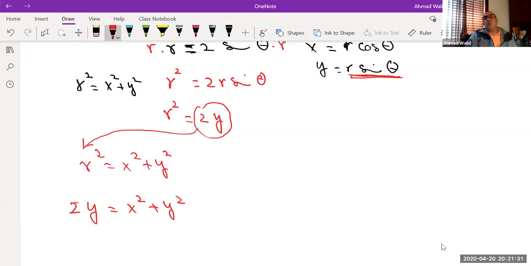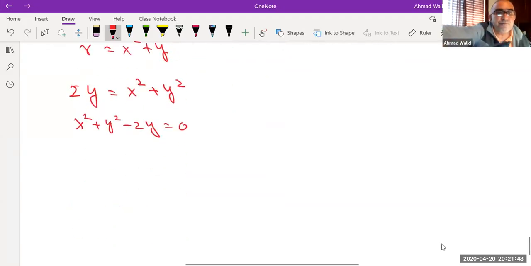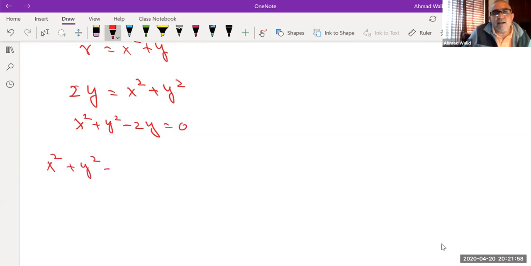Even I want to show it for you. Even I want to simplify it more. Let's bring everything to one side. x squared plus y squared minus 2y equals 0. Agree? Let's do completing a square on the y part. Then x squared plus y squared minus 2y.